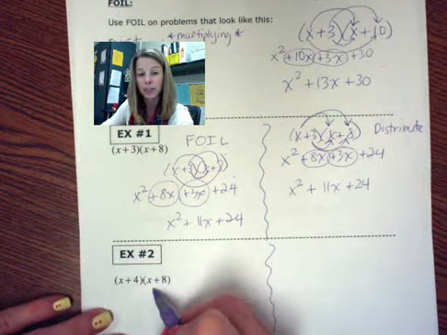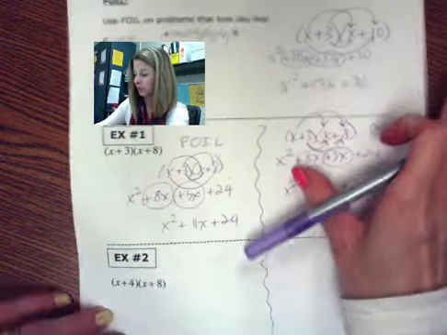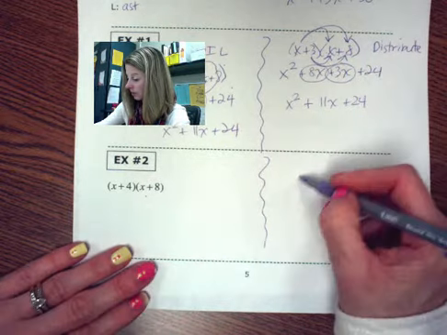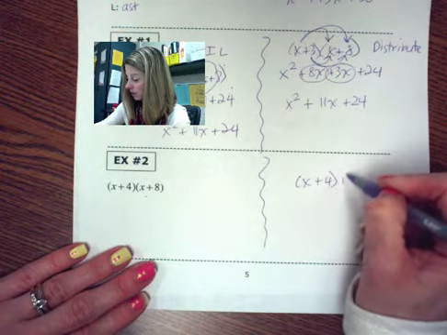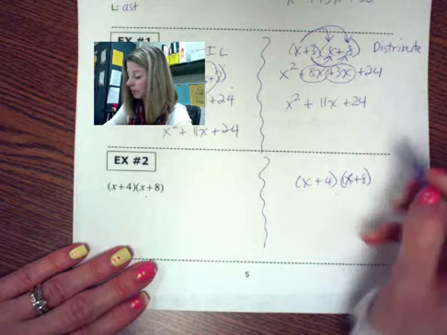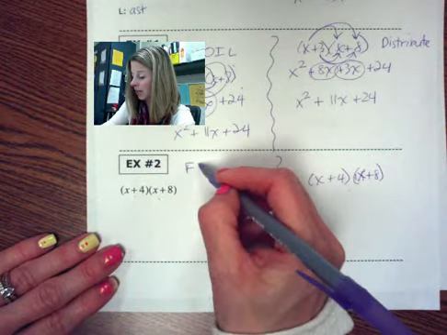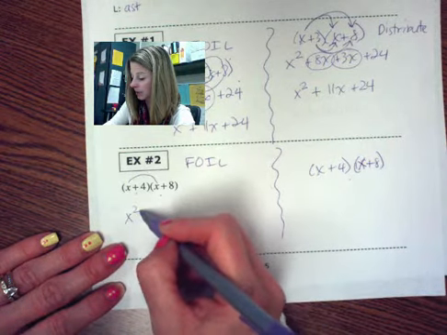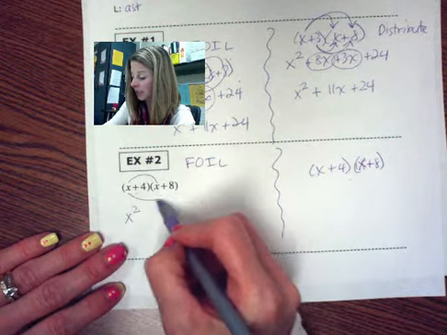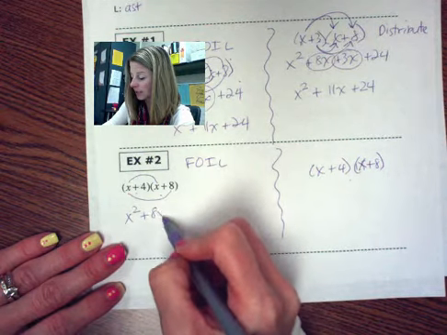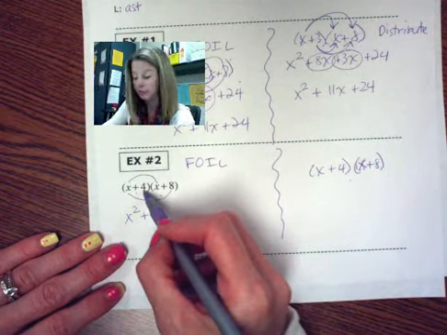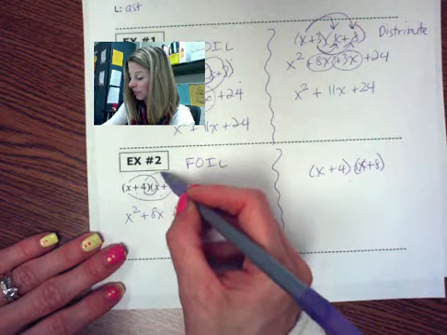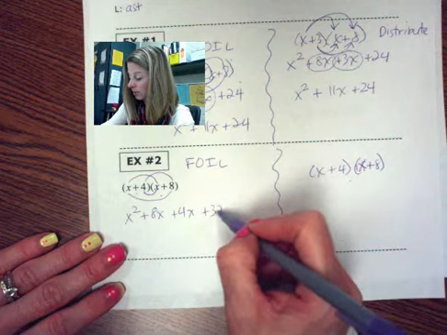So I'm going to do FOILing on example 2. Scoot this up a little bit. And I'm going to do this distributing method over here. So let me write this out. Times x plus 8. So when I FOIL, first, outer, inner, last. So the first would be x times x, that's x squared. The outer would be x and 8, that's plus 8x. The inner is 4 and x, so plus 4x. The last is 4 times 8, so plus 32.